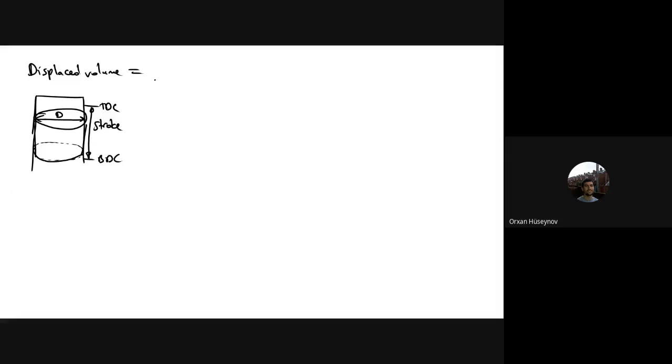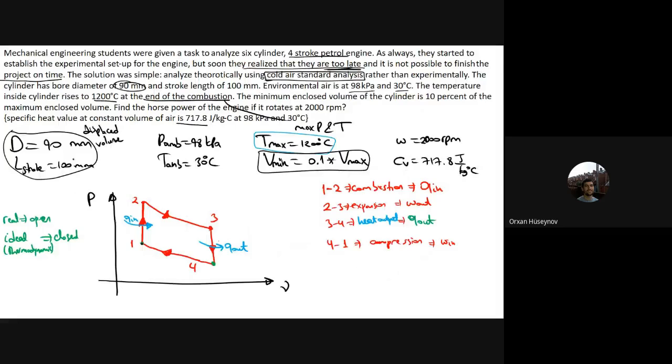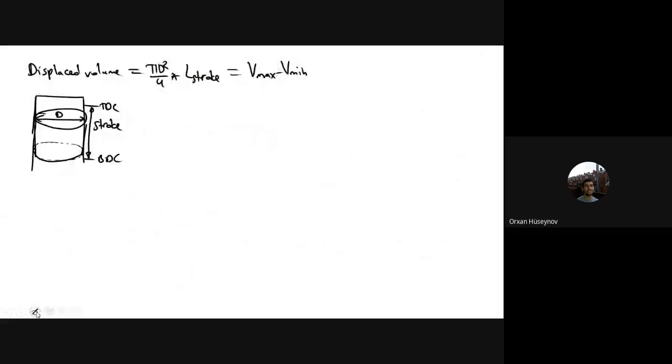So if I multiply the area of the piston, which is pi d squared by 4, with the stroke length, L of the stroke, I can get the displaced volume, which is V max minus the minimum volume. I can find it, no problem. So let's write the values here: the diameter is 90 millimeters, and the length is 100 millimeters.